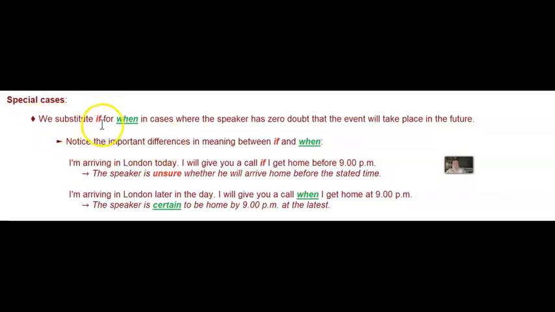We substitute if for when in cases where the speaker has zero doubt that the event will take place in the future. In other words, when adds a layer of certainty.